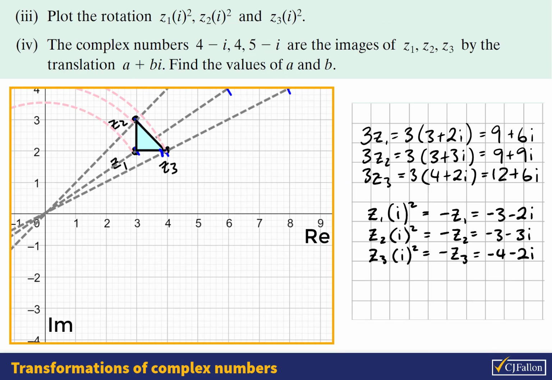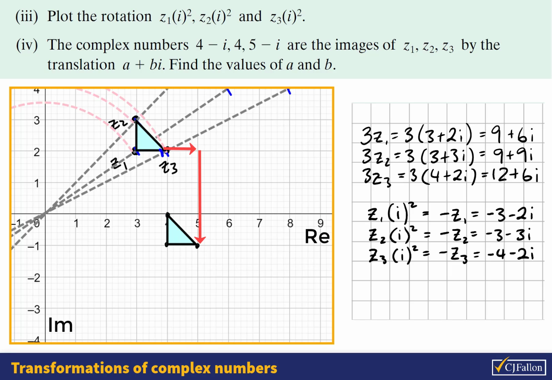In part 4, we're told that the complex numbers 4 minus i, 4, and 5 minus i are images of Z1, Z2, and Z3. Firstly, I'm going to just draw out each of these. I'm going to plot them in our Argand diagram. And what we notice is when we plot these two diagrams, we could see that a translation would map Z1, Z2, Z3 onto this. So there's a shifting. We'd understand this, that there's an addition taking place.